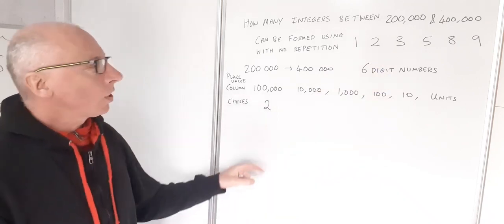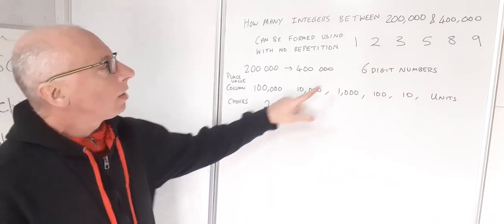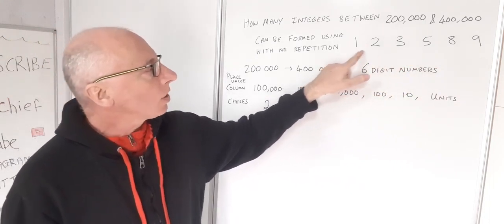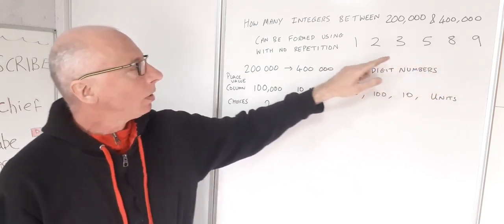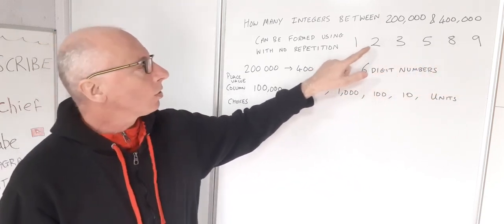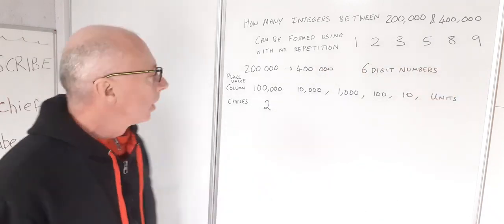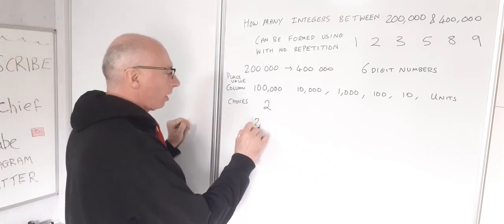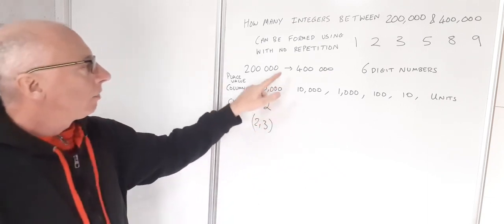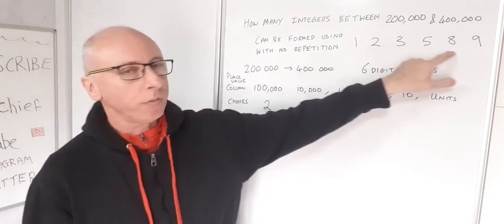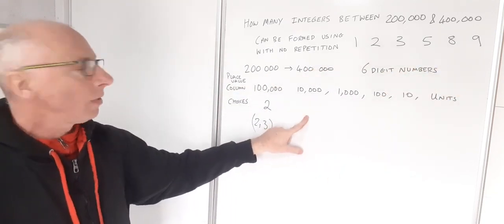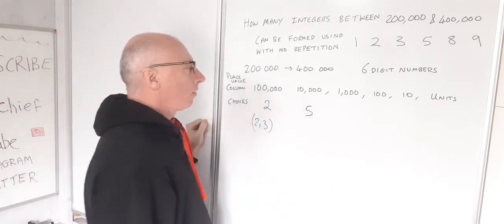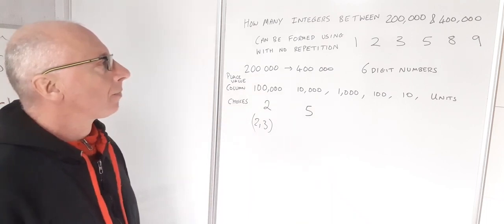So when I've chosen one of these digits, there will be 5 still to choose from. So if I choose 2, I've still got 1, 3, 5, 8, 9 to choose from. If I choose 3, I've still got 1, 2, 5, 8 and 9 to choose from. So therefore in my 10,000s column, if I've chosen 2 or 3, to fall within this range, any one of these numbers can be chosen for this column that's left over. So now I've got 5 choices left. So 5 choices for my 10,000s column.